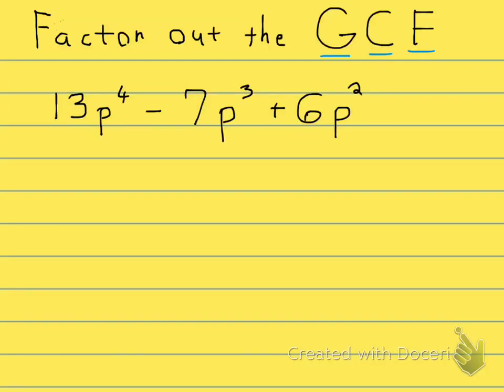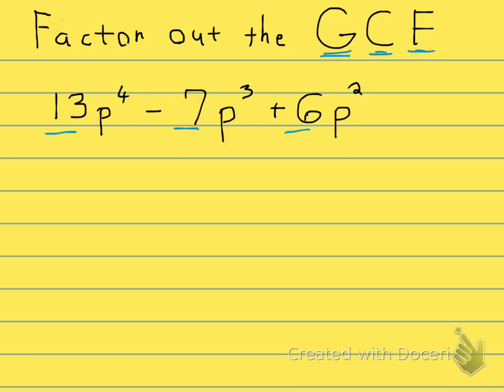Here's another problem asking us to factor out the GCF. GCF is greatest common factor. When I look at this, I have three terms, and I'm going to divide out what I can that goes into all three terms. So first, let's look at the numbers. Let's look at the coefficients in front.